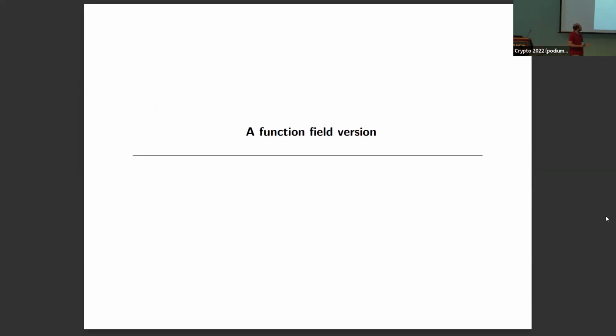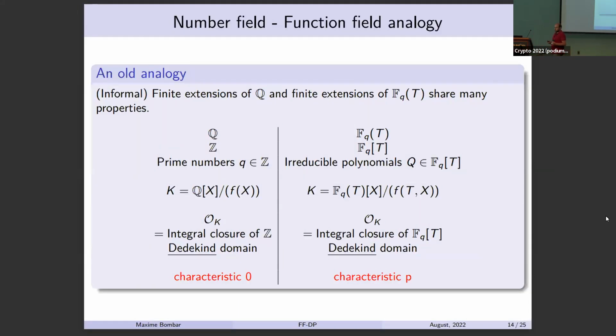What about function fields? The idea is, as I mentioned earlier, there is a very old analogy between number fields, which are finite extensions of Q, and function fields, which are finite separable extensions of the field of rational functions with coefficients in F_q. By analogy, I mean that most of the properties that you can think of for number fields in characteristic 0, you can find the same properties in positive characteristic using function fields.